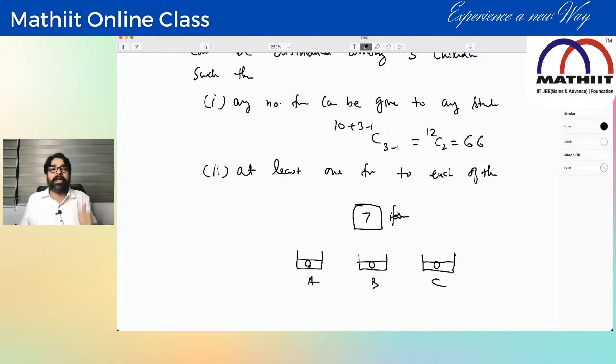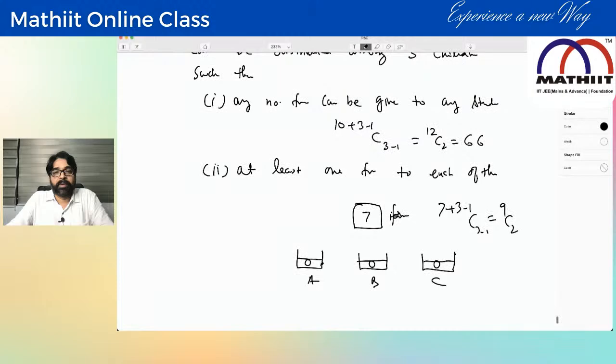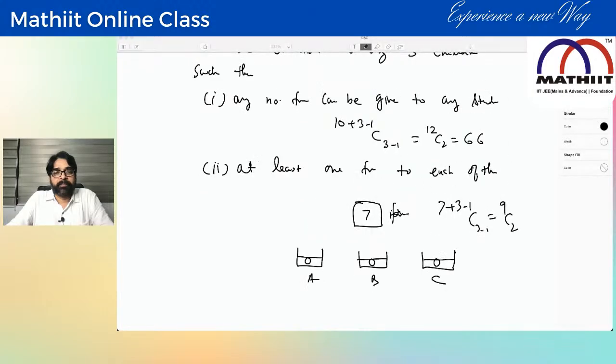He will say, I'm having one fruit, right? So in how many ways can I distribute 7 identical objects into 3 groups? If empty group allowed, I will say 7 plus 3 minus 1 C 3 minus 1. You can see it's 9C2 again coming. Is this clear to everybody? Everyone understood this point.